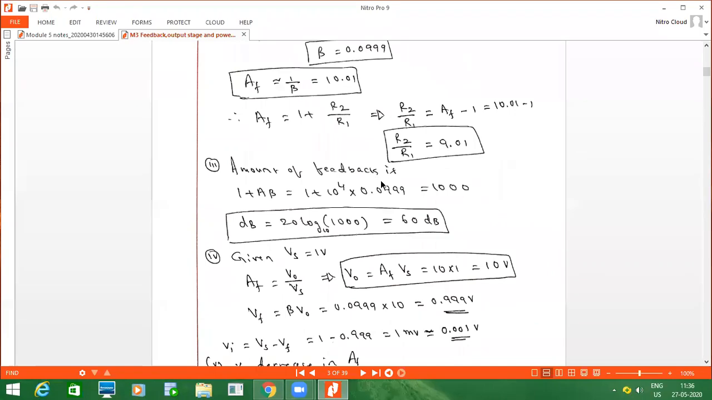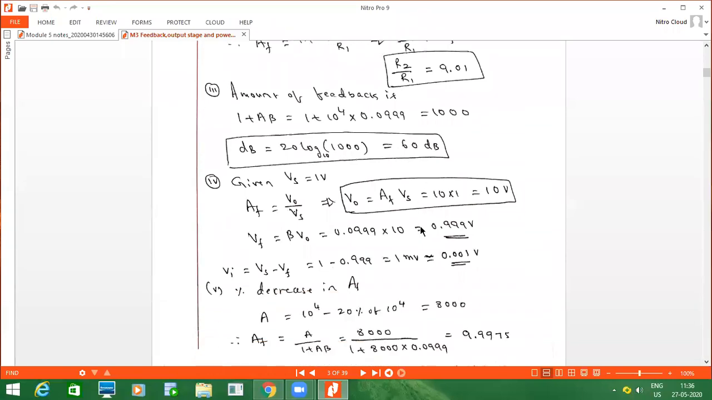Amount of feedback means how much the gain is decreasing. If I have to calculate that amount, the factor will depend upon 1 plus A beta, right? A is known, beta is also known. So just substitute and calculate the amount of feedback. It will be equal to 1000. If we convert this 1000 into dB, dB means 20 log 10, it will be equal to 60 dB. Okay, so this is the third problem.